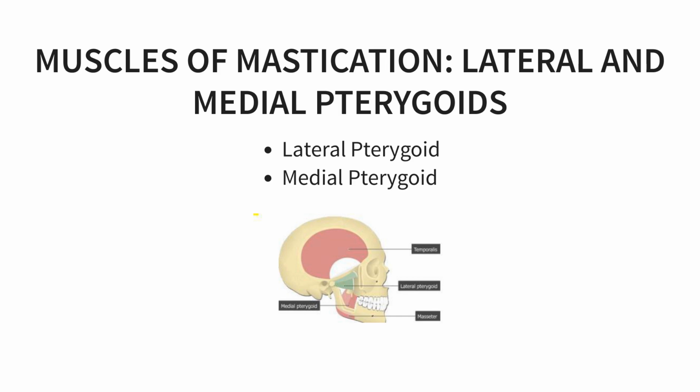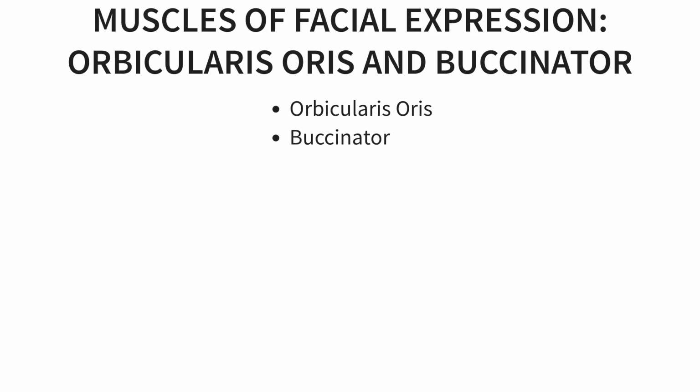The orbicularis oris muscle originates from the insertions of circumoral muscles and the incisive fossae of the maxilla and mandible, inserting in the skin of the lips. It compresses the lips against the teeth, closes the oral fissure, and protrudes the lips.